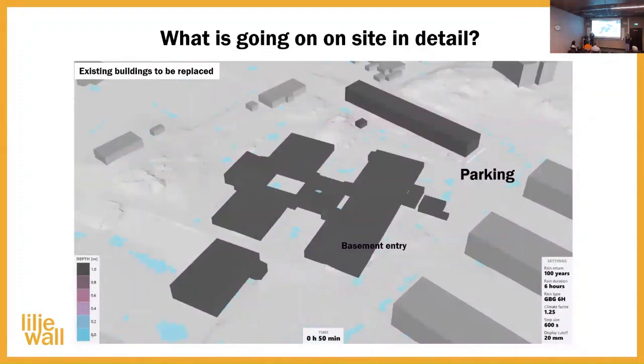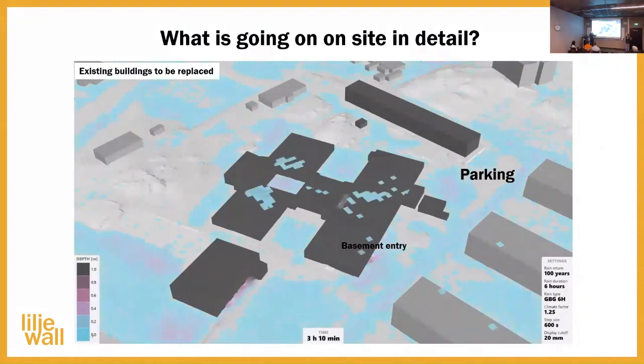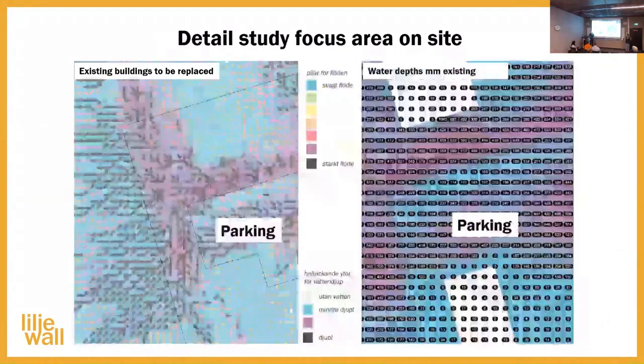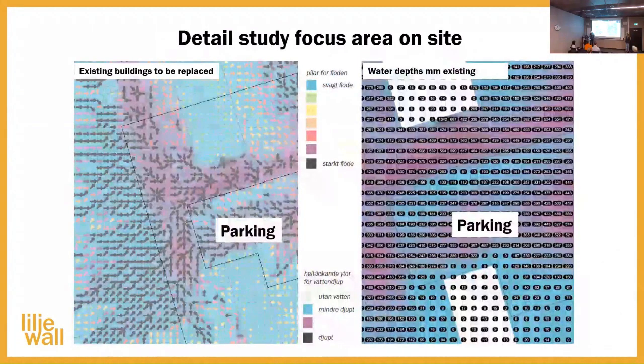We could also look at what happens more in detail on the site. And there was a specific area which is called the parking lot, where we had to have some discussions in the project. And therefore we did a detail study in that area. We tried to overlay both the water flows with the water depths to see where we have water both flowing and standing, and we could output the millimeters of the water level.